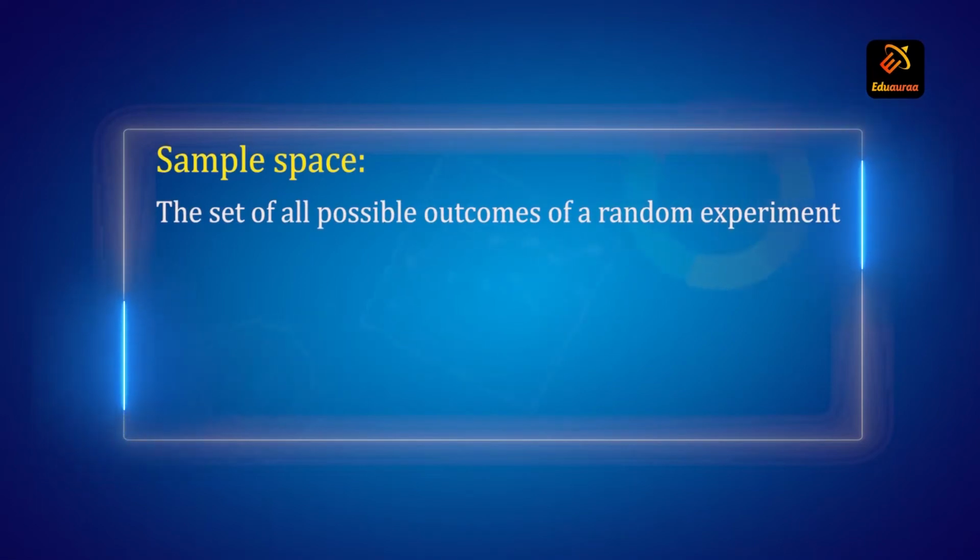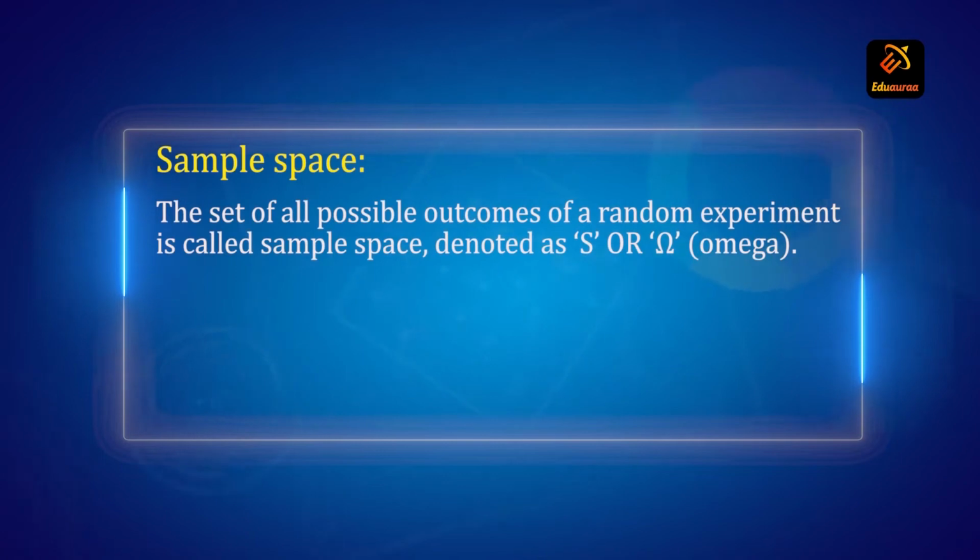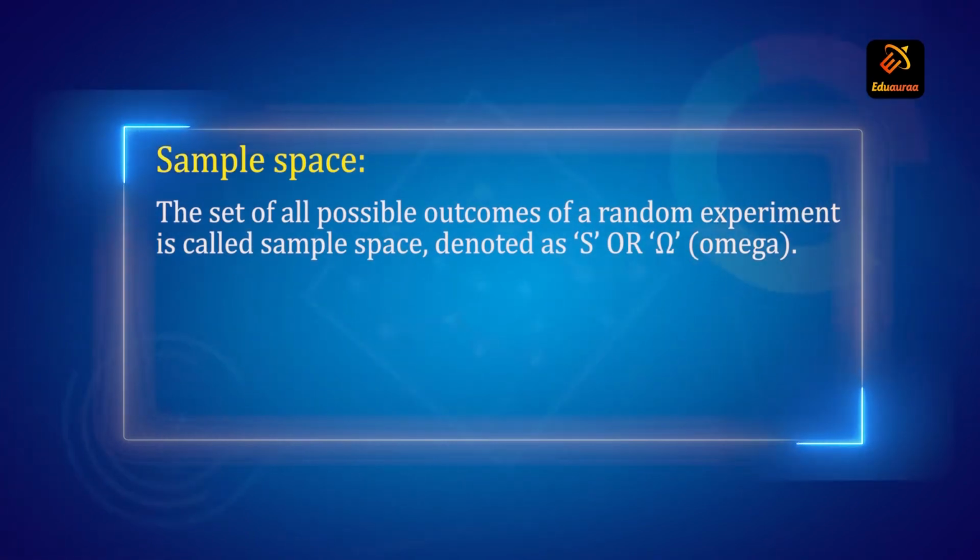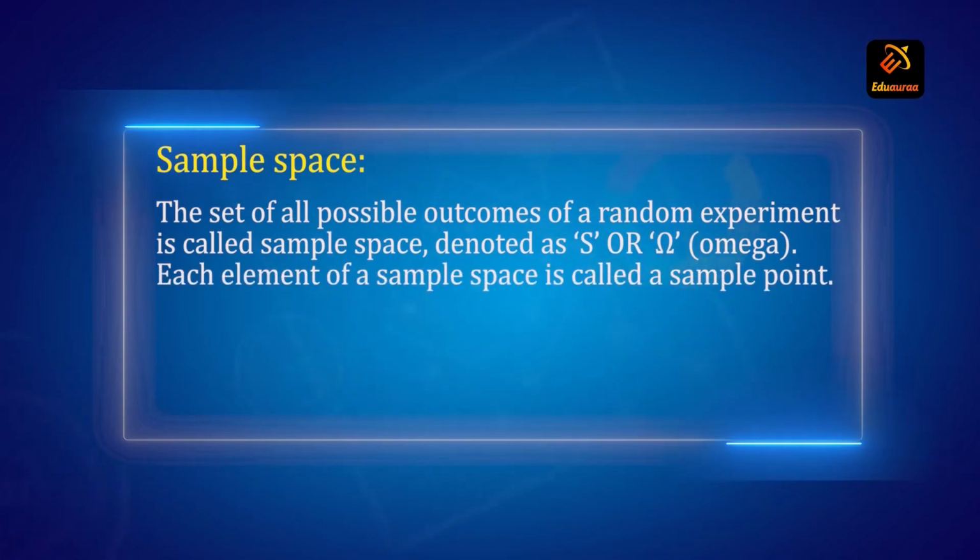We need to know another term called a sample space. What is a sample space? The set of all possible outcomes of a random experiment is called a sample space, which is denoted by the letter S or omega. Omega is a Roman letter.